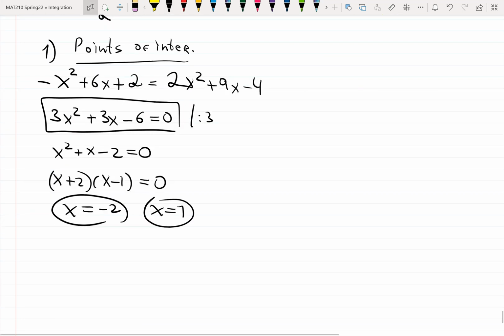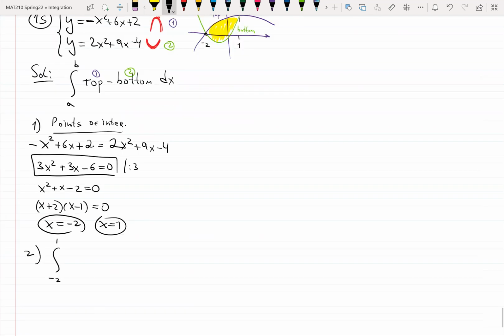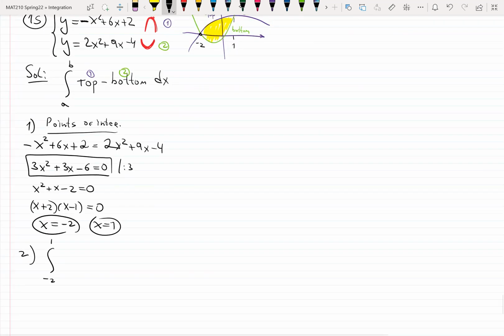Step 2, finally write down the integral. Integral from minus 2 to 1. The function at the top is the one that is minus x squared plus 6x plus 2, come keep down, minus 2x squared plus 9x minus 4, that's come keep up. Simplify, integrate. I will skip some steps.